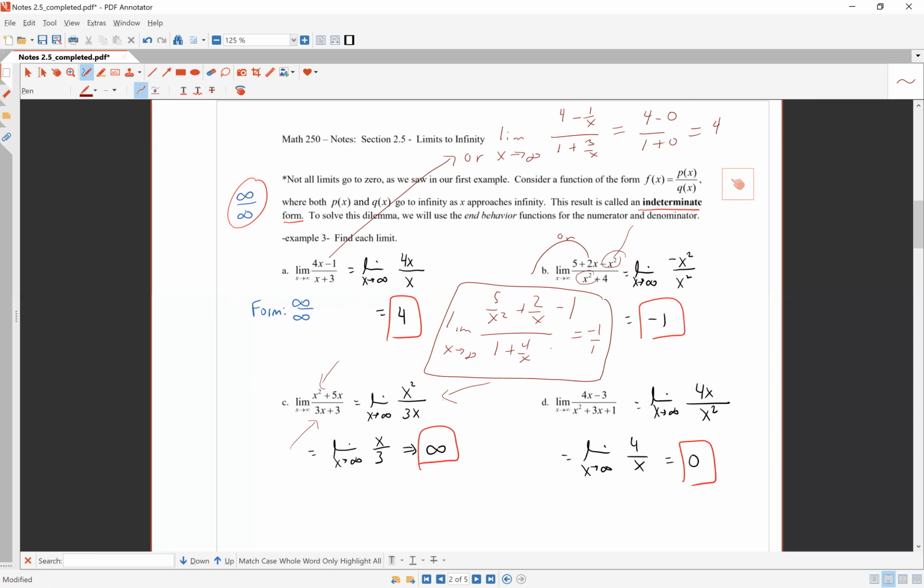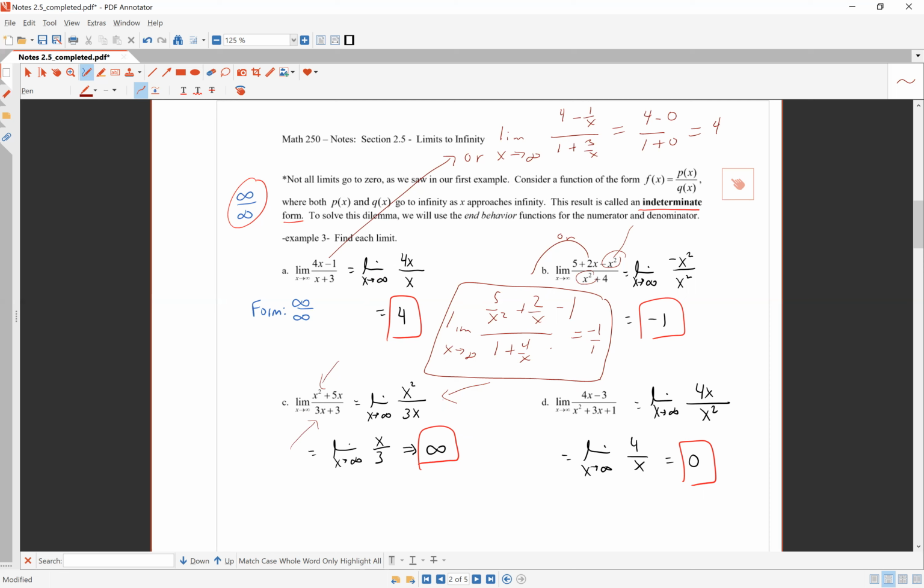And so the polynomial in the numerator grows much faster than the polynomial in the denominator. Even though they're both going to infinity, the numerator just grows a lot faster. So the limit is infinity for C. So A and B, it's a constant. For C, it's infinity. Oh, and D is one of our favorite limits for this section.